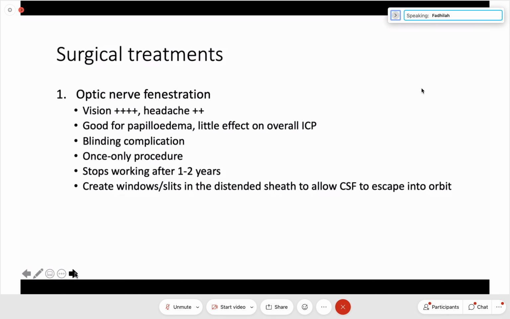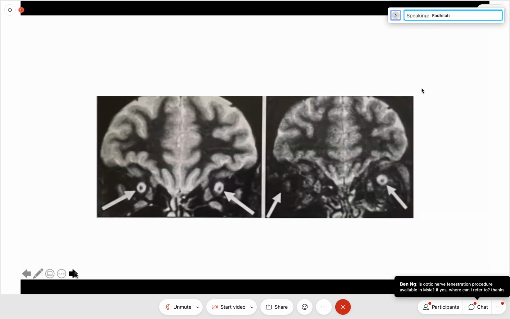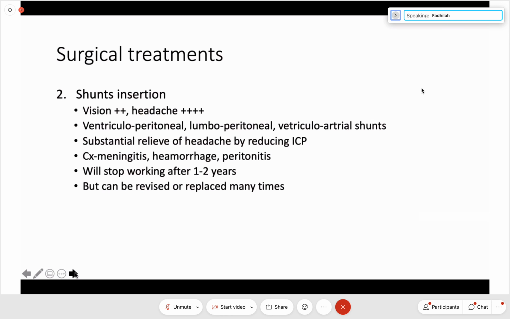So how you do it is by creating a window or a slit in a distended sheet just behind the eyeball, and you allow CSF to escape into the orbit. This is to show you on the left, you can see that it's a distended optic nerve sheet. On the right, following optic nerve sheet fenestration, it's already resolved. Interestingly, many papers have described that if you do it on one eye, the fellow eye would also be resolved.